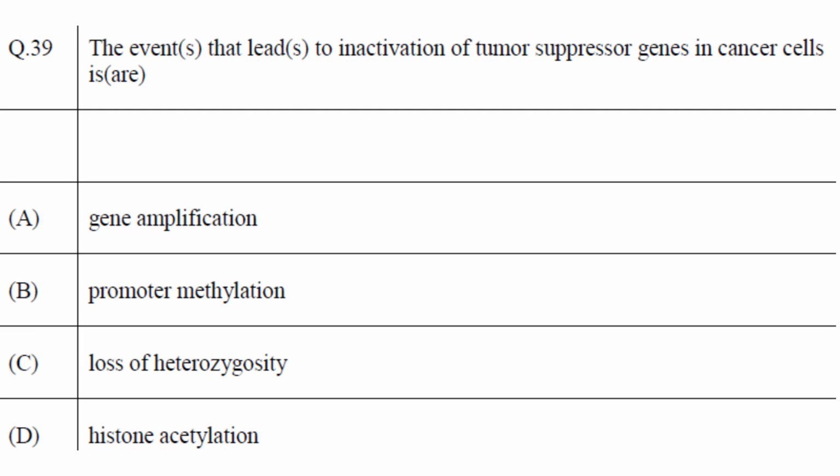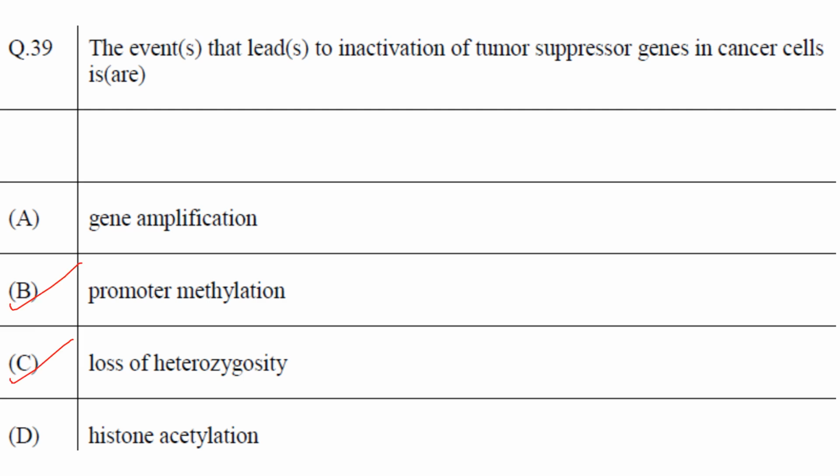Gene amplification leads to oncogene activation or cancer cell activation. Promoter methylation, yes. If you add methyl groups to the promoter region of a tumor suppressor gene, it can silence the expression of the tumor suppressor gene. Then loss of heterozygosity, that is also correct.